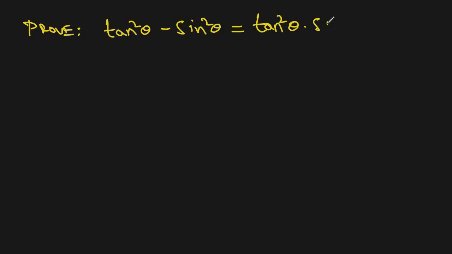All right, let's prove a trigonometric identity right now. Let's prove this: tan squared theta minus sine squared theta on the left hand side should be equal to tan squared theta times sine squared theta. That's the problem. So let's work on the left hand side. LHS, tan squared theta minus sine squared theta.